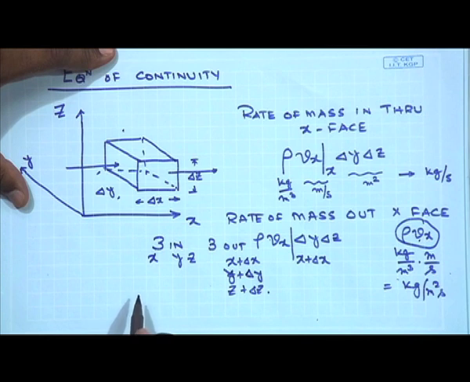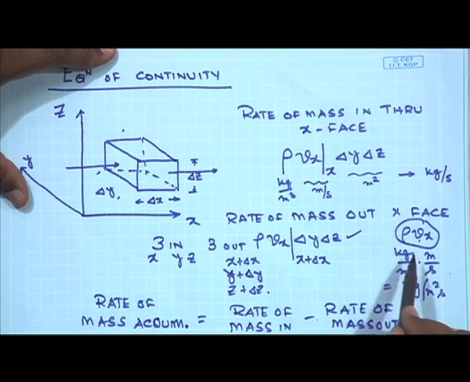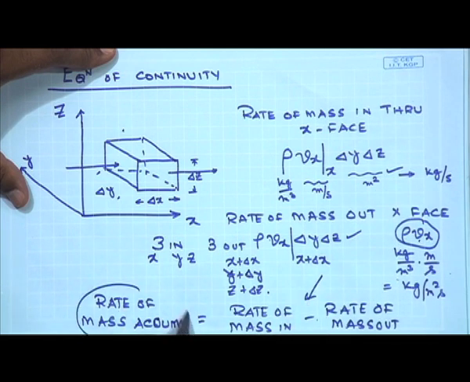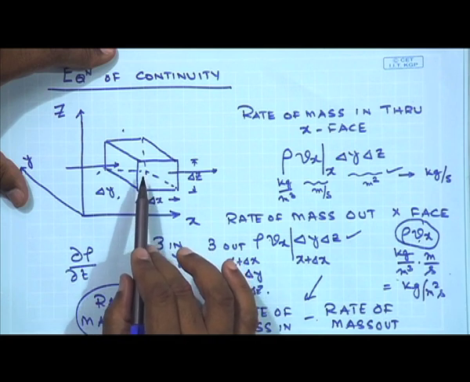As a result of this in and out, there would be some amount of accumulation inside the system. So, your governing equation is rate of mass accumulation must be equal to rate of mass in minus rate of mass out. So, if I substitute these two in here and think of what is the rate of mass accumulation. In order to have a mass accumulation inside the system, the density of it must change. So, this is del rho del t, the change in density of the fluid contained within the control volume.